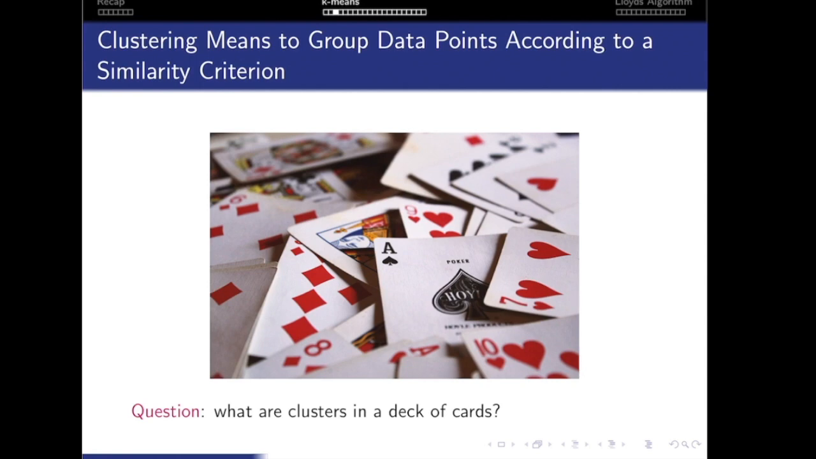How would you separate or distinguish groups of cards in a deck of cards? One possibility would, for example, be to cluster by color. Then we have one cluster of the black cards and one cluster of the red cards. But we could also cluster by number. Then we have many more clusters.